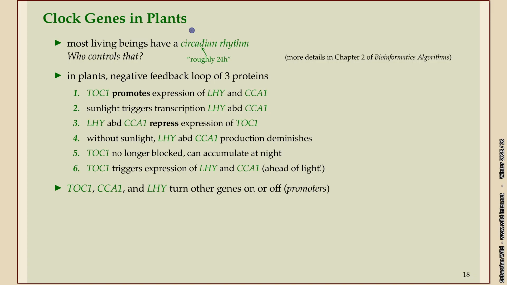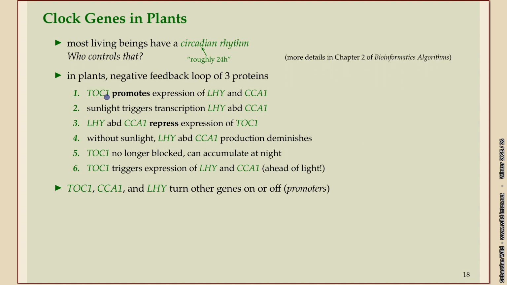In animals, this seems to be more messy, but in plants, it seems there's a group of three proteins that have a fairly similar and consistent function in this regard. I'm not sure what these abbreviations stand for. I'm sure they have some long chemical name. I'm just going to use the abbreviations.